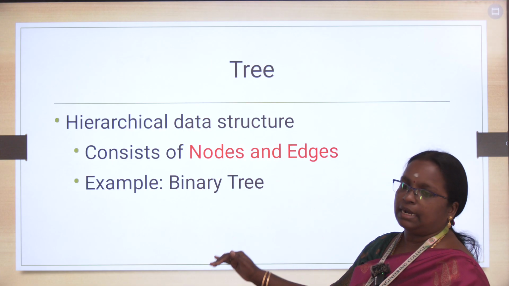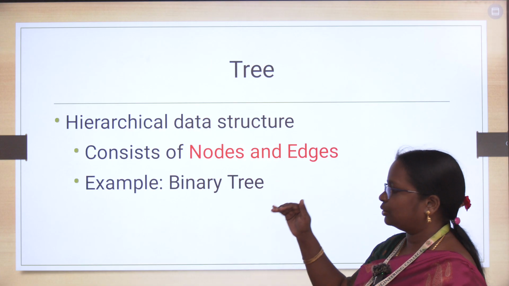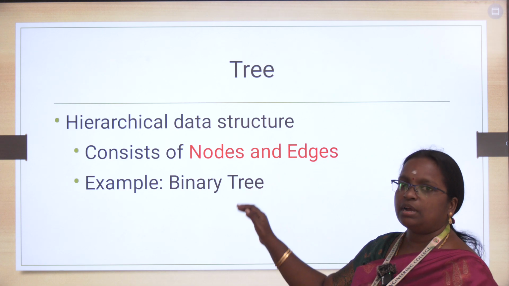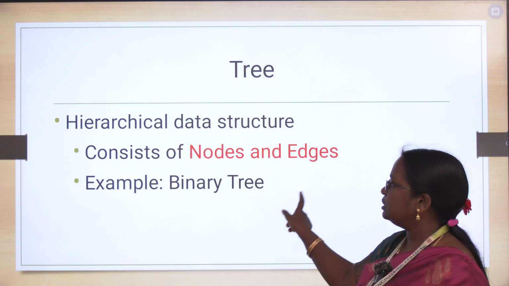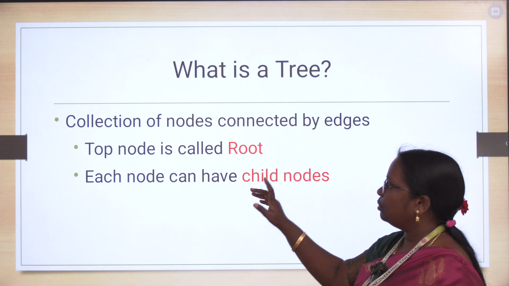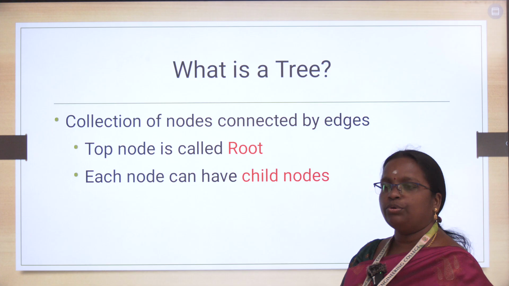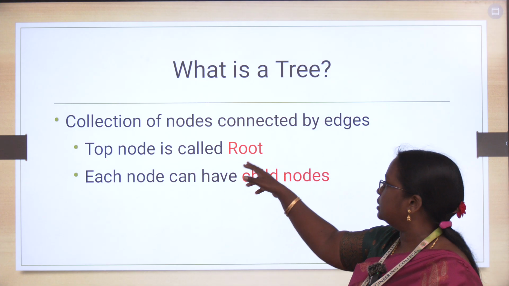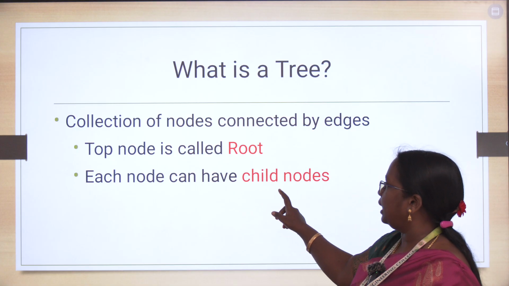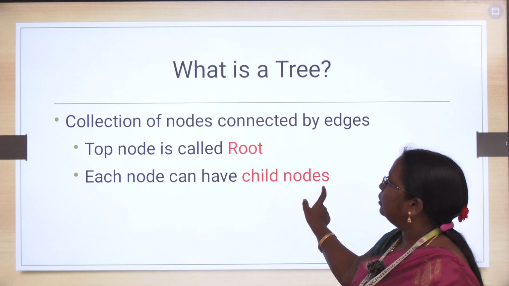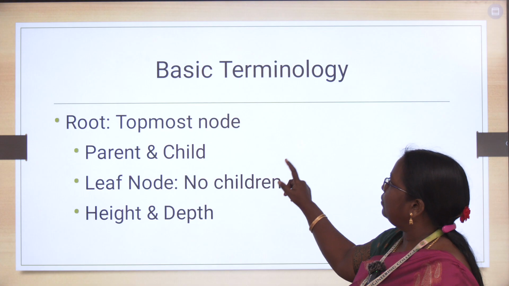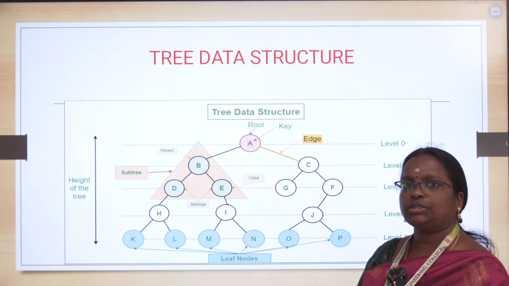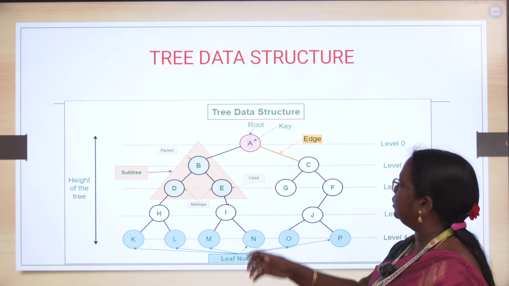What is meant by a tree? It is a hierarchical data structure containing nodes and edges. An example is the binary tree. So what is meant by the binary tree? A binary tree is a collection of nodes connected by edges. The top node is called the root, and each node can have child nodes. So we have a tree structure. This is a sample tree structure for your binary tree.